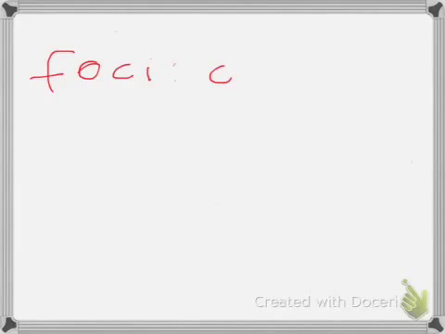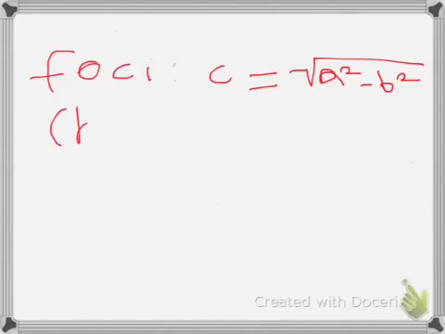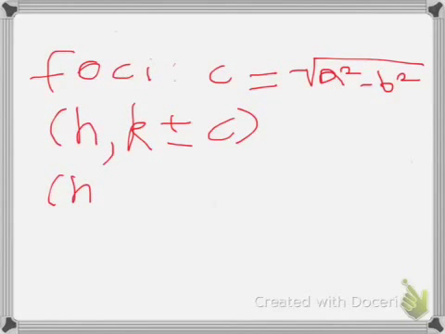To find where the foci are, we must first find C, which is the distance from the center to either focus, and is equal to the square root of A squared minus B squared. For a vertical ellipse, the foci are located at H, K plus or minus C, and on a horizontal ellipse, they are at H plus or minus C, K.